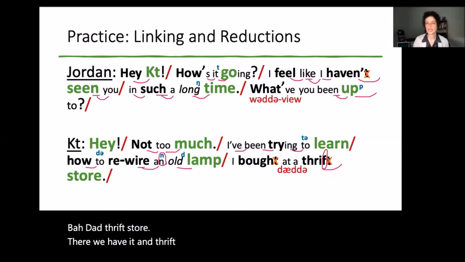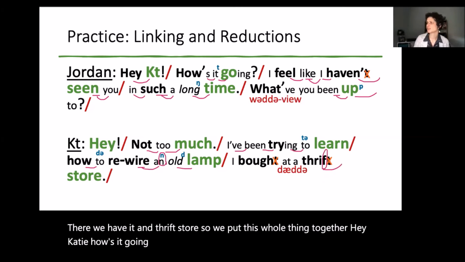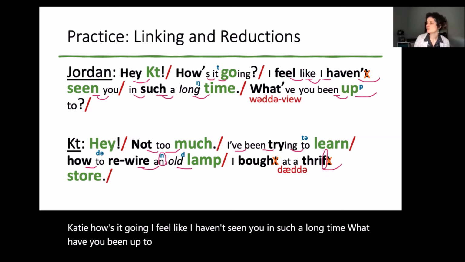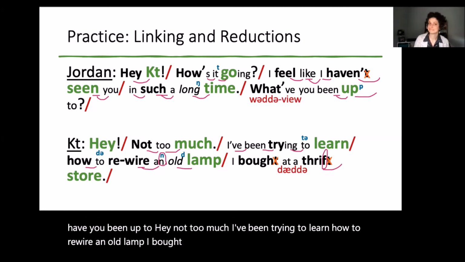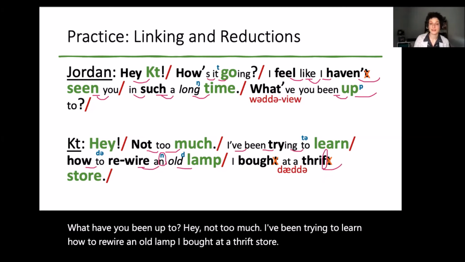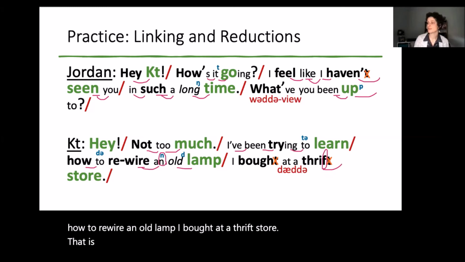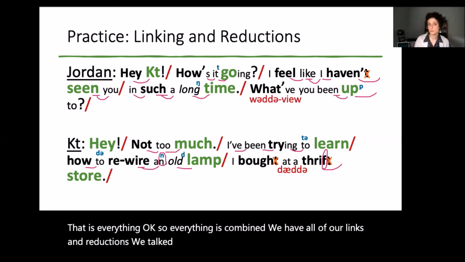So we put this whole thing together. Hey, Katie, how's it going? I feel like I haven't seen you in such a long time. What have you been up to? Hey, not too much. I've been trying to learn how to rewire an old lamp I bought at a thrift store. That is everything. Okay, so everything's combined. We have all of our links and reductions. We talked a little bit about tone. We worked that in there too.